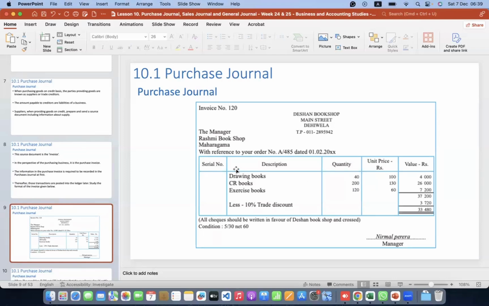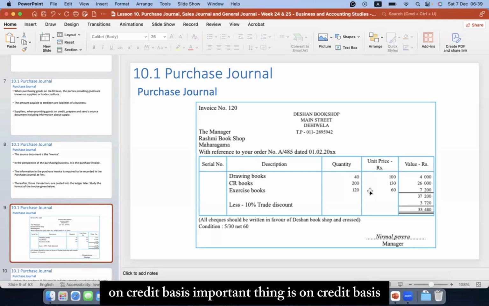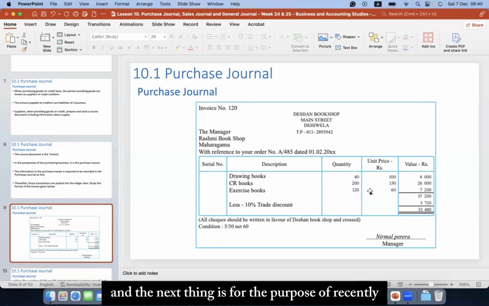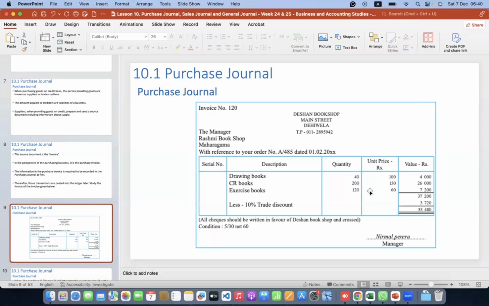එතකොට මේ රශ්මි බුක් ෂොප් එක purchase එකක් කරලා තියෙනවා drawing books 40ක්, CR books 200ක්, exercise books 120ක් on credit basis. Important thing is on credit basis, and the next thing is for the purpose of reselling. ඒ කියන්නේ තව කවුරු හරි ඉස්කෝලේ ළමයි ටිකකට විකුණන්න. හරිද? එතකොට ඒකට ඒ transaction එකට අදාළ වෙන source document එක තමයි මෙන්න මේ purchases invoice එක.